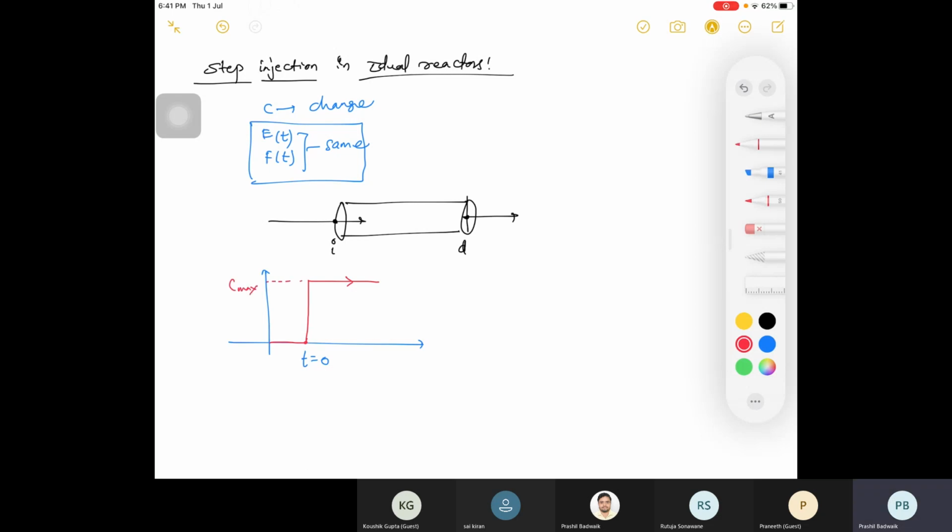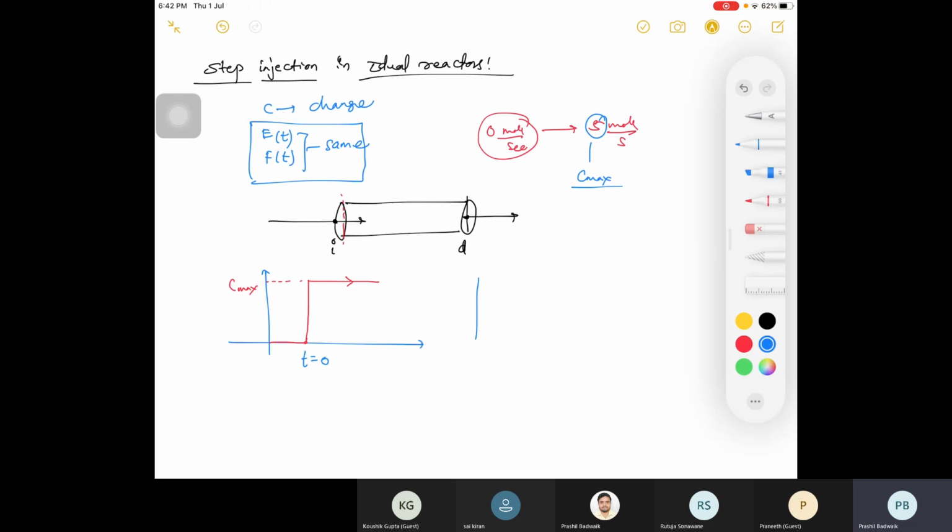C max, right? There will be some maximum concentration. Suppose you were adding 0 moles per second initially, there is no inlet, and suddenly you start putting in 5 moles per second. So what is your C max? 5, right? C max is 5 in that case.